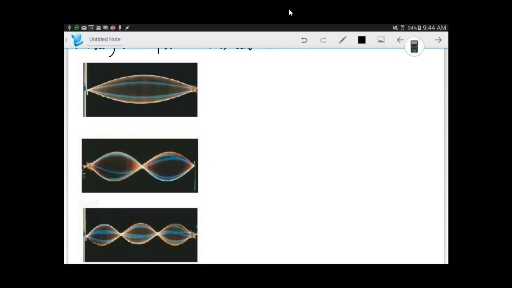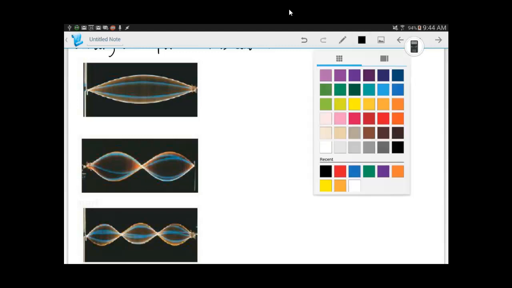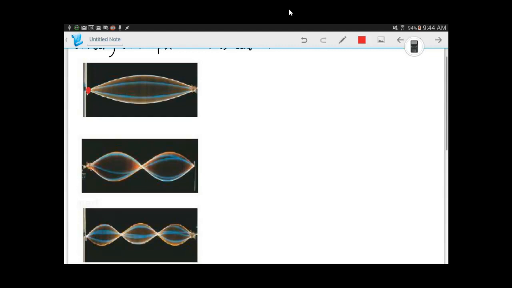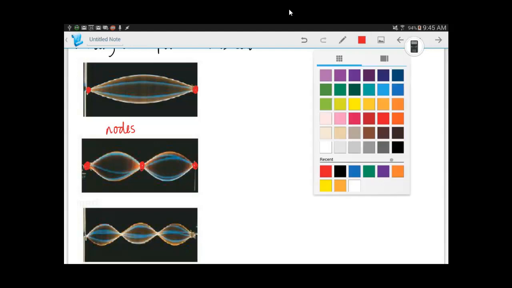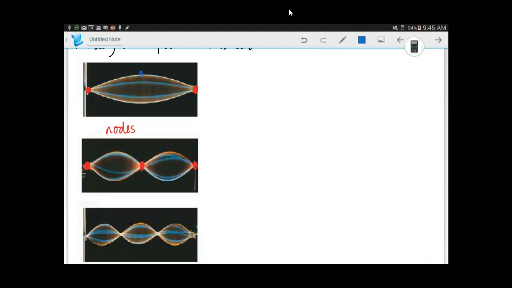Some of these points are going to look like they're not moving at all, right? So if you look at this point here and this point here on this wave, or on the second one, here, here, and here, these points are not moving at all because of the interference. We call these points nodes. And the points where you have these peaks, these high points and low points here, we call these antinodes.